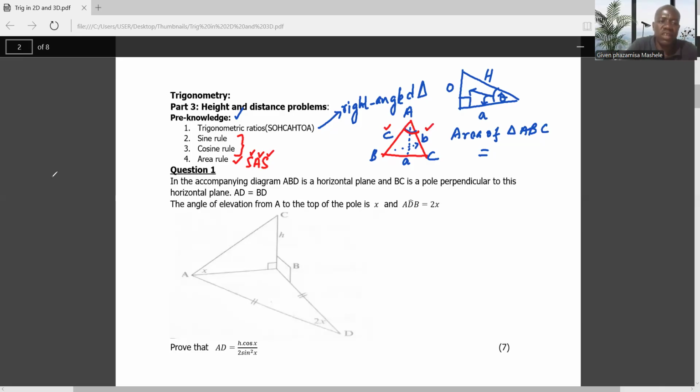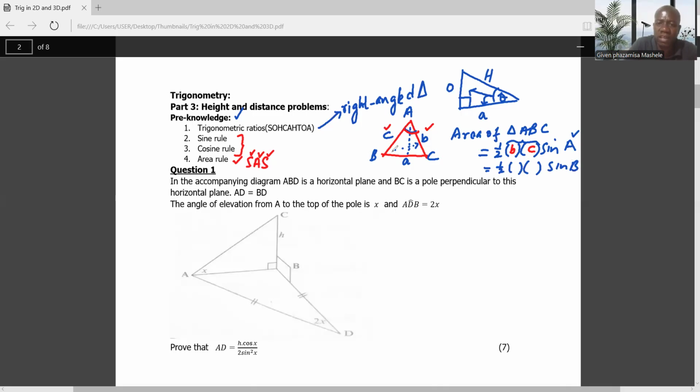So it means you're going to say half, then open brackets and close, open and close, then sine of the angle. Which angle are we using here? Angle A. Since we're using angle A, we have to put the sides that form that angle. What are the sides that form the angle? It will be small letter b and small letter c. But if we were using angle B, this will be half, open, close, open, close, sine angle B.